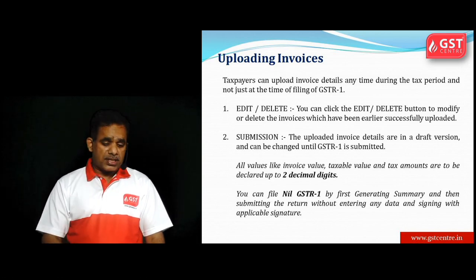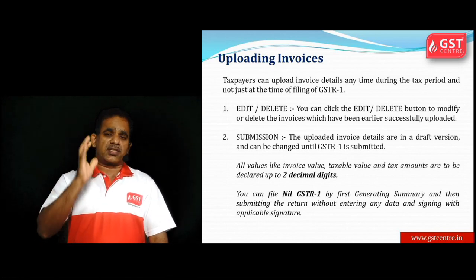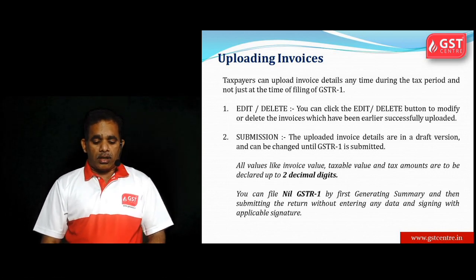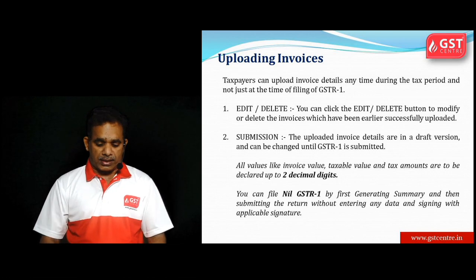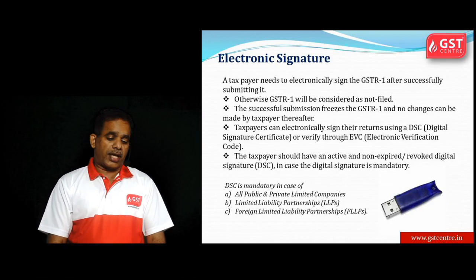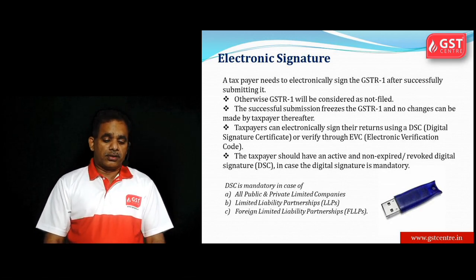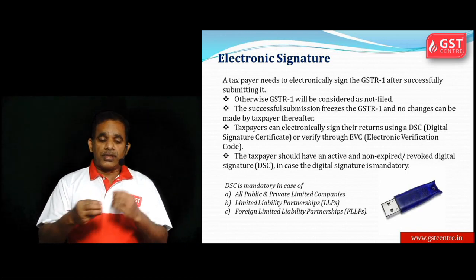Okay, and please take care, all values like invoice value, tax value, and tax amounts should be declared up to 2 decimal digits. Then you can file nil GSTR 1 by first generating the summary and then submitting the return without entering any data, signing with the applicable signature. Then you may ask, what is an electronic signature? Okay, so an electronic signature is like a USB token.